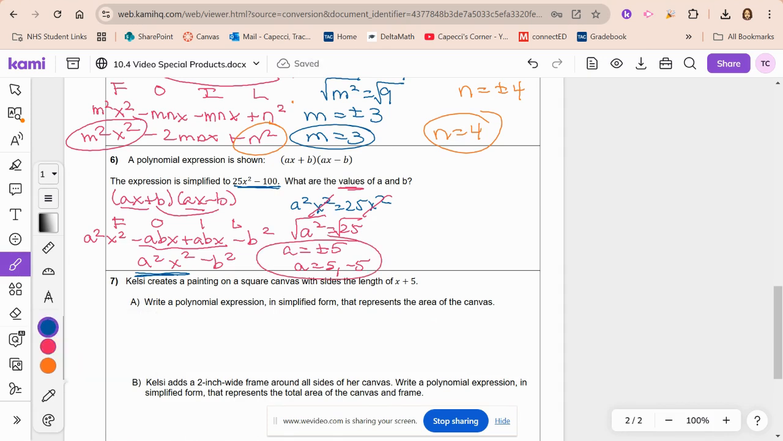I'm going to do the same thing for my b squared. So I have negative b squared. I'm going to go to what my value is at the end. Again, there's no x attached. It's just going to be my constant, is equal to negative 100. I'm going to divide both sides by negative 1, and I have b squared is equal to 100. Again, take the square root of both sides, and b is equal to plus or minus 10. Or you can write it like this. B is equal to positive 10 and negative 10. Either way is okay.